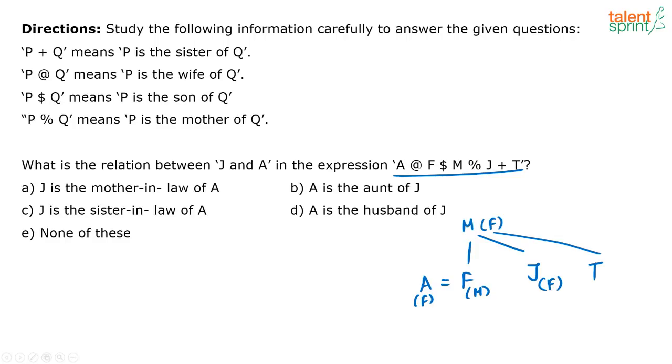Now what is the question? What is the relationship between J and A? So this is J and this is A. See, J and F are siblings, correct? Sister and brother, and this person A is the wife of J's brother, or I can say J is the sister-in-law of A. So the correct answer here is J is the sister-in-law of A. That is option C. Yes, J is a lady. We don't know the gender of T and that's not required for the question. Correct answer is option C.